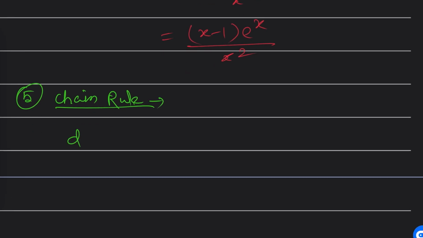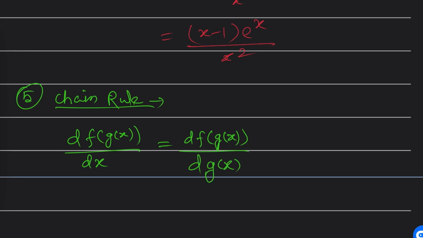Chain rule says that if you have a function of function, sir, f of g of x, this is called function of function. How to write the differentiation form of it? Sir, first you will differentiate f of g of x with respect to g of x, sir. Then you will multiply again, because your intention is not the differentiation of the function with respect to g of x.